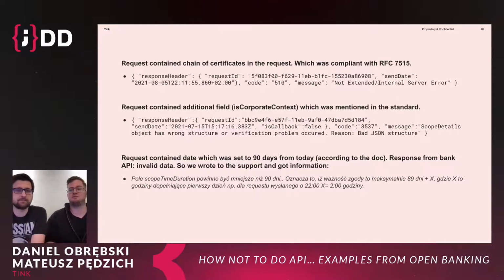wrong structure. Also, something related to the 2 years case, but here we have a consent request which is valid 90 days from today, and we are sending that date. The response from the bank was that we have invalid data, so we wrote to the support and got information that it turned out 90 days are actually 89 days and 24 hours minus the current hour. So for example, it could be 89 days and 2 hours.